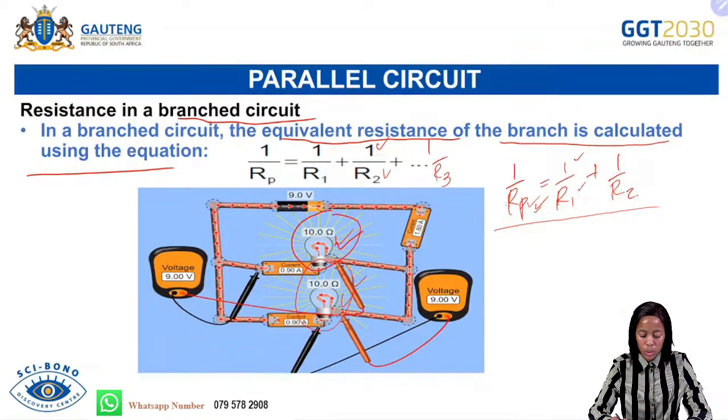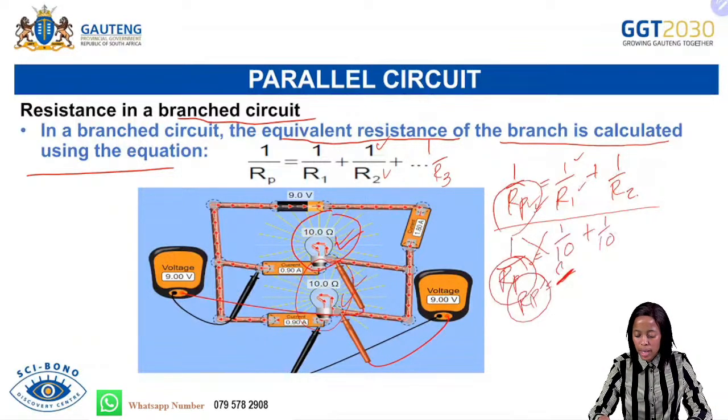Okay. So therefore, if you are asked to calculate the resistance in parallel, you would say 1 over Rp is equal to 1 over 10 plus 1 over 10. Okay, so from there, you would get your answer. And then how would you solve it? You would solve it by cross multiplying, so that you can get your answer for Rp over there. Okay.